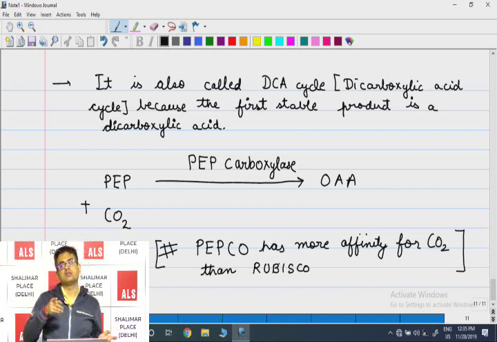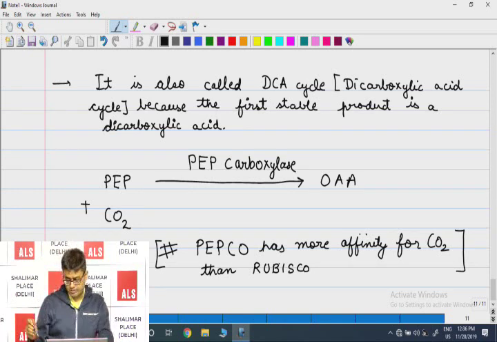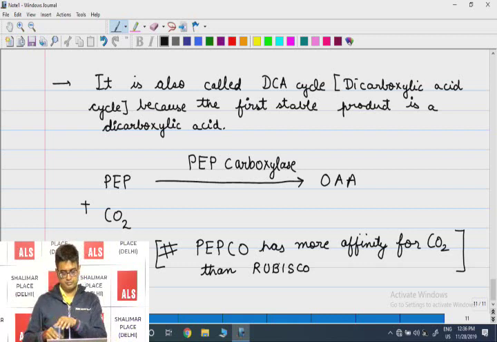It is PEP. PEP is the primary CO2 acceptor in C4 plants, and in C3 plants the primary acceptor is RuBP. There is a difference, right? Just please pay attention to these types of questions. So PEP is the primary CO2 acceptor in C4 plants.